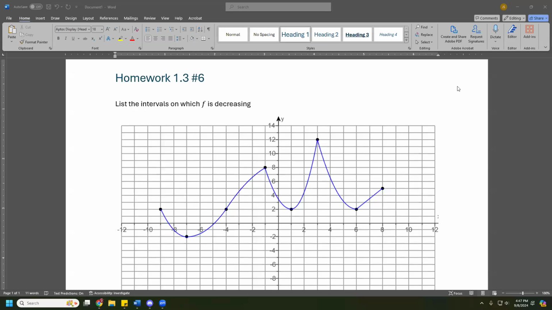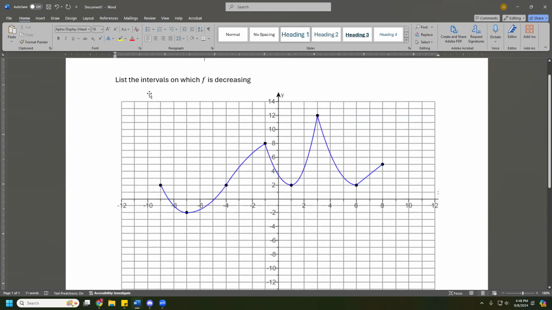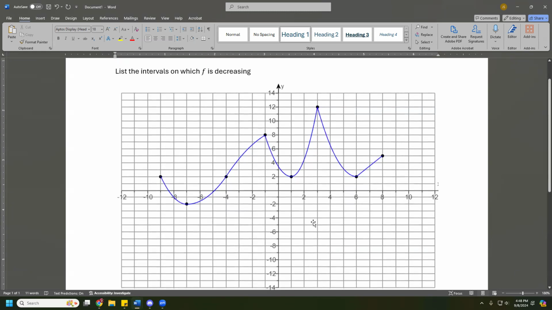Okay, this is how to do number 6 on homework 1.3. The question is asking you to list the intervals on which f is decreasing. However, I'm going to add increasing to this as well. So we're going to find where it's decreasing and where it's increasing. However, they did not give this to you as an equation. They only gave it to you as a graph. So it's important to take a look at this graph and see what we can find out from it.